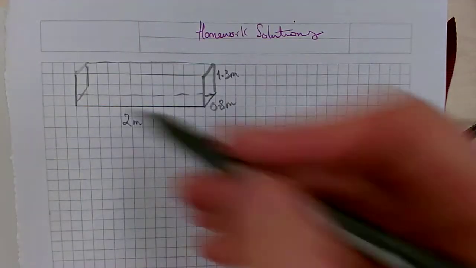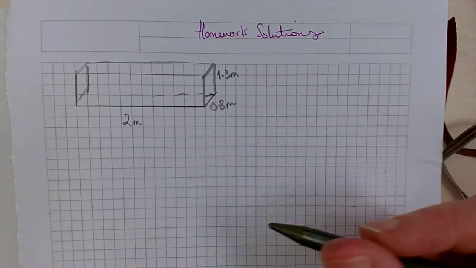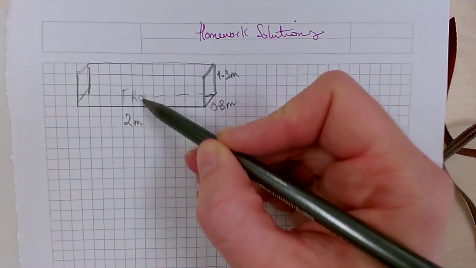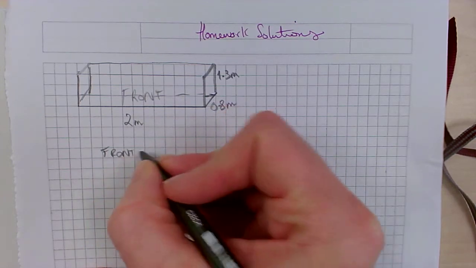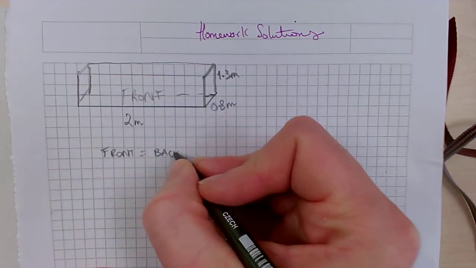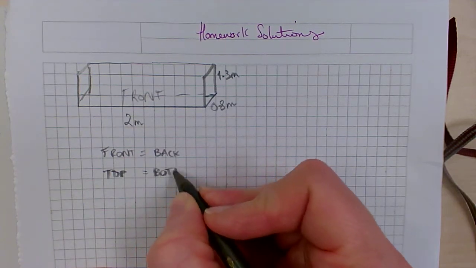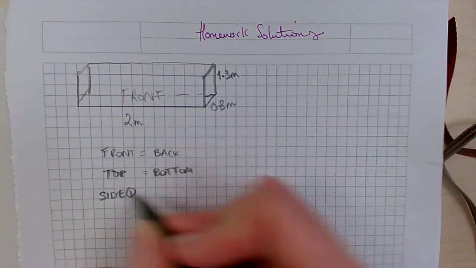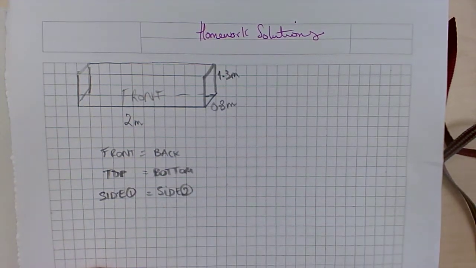junior cert, when we're drawing a net of a shape like this, it's useful to think about the front and the back, which match. So the front will always match the back. The top will match the bottom. And then you've two sides as well, side 1 and side 2. You might have called them left and right, I'm not sure.